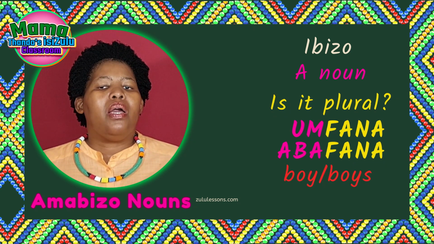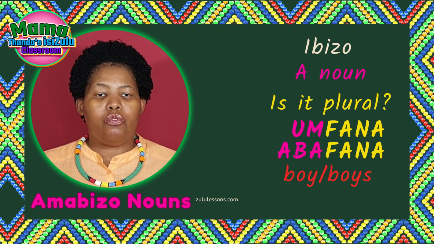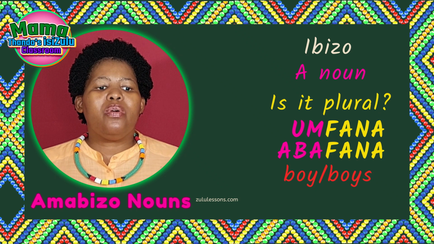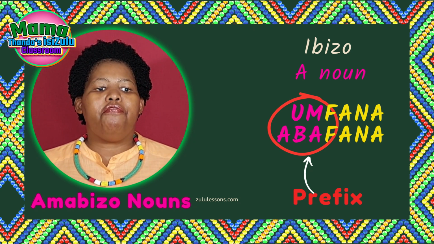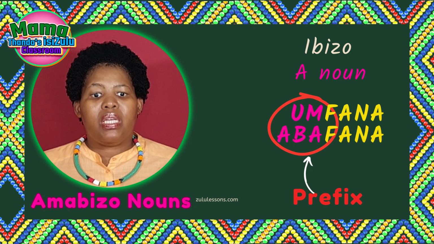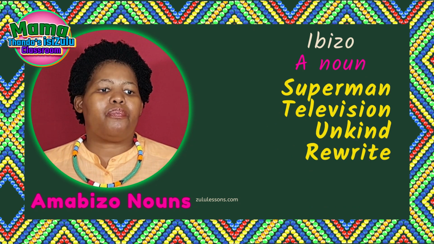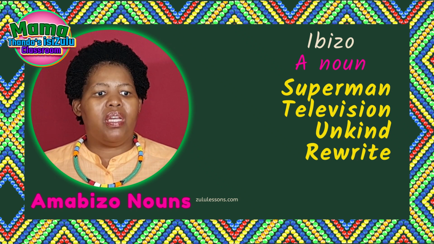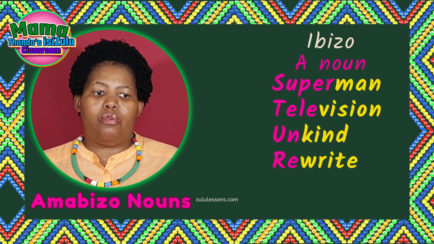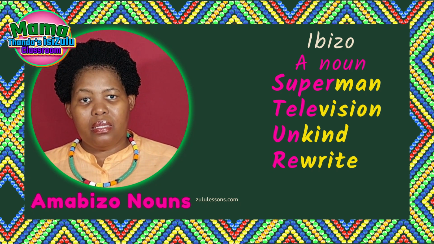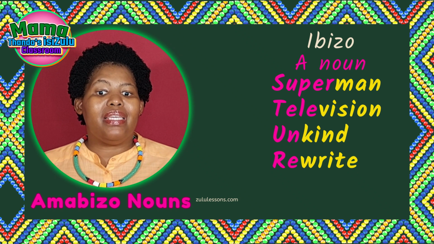In isiZulu, to see if a noun is singular or plural, we must look at the beginning of the noun, so at the very start of the word. What we look at at the beginning of the noun is what is called a prefix. That is the first 1 to 3 letters of the noun. That is what a prefix is. Let's look at these nouns as an example. Superman, television, unkind, rewrite. Here are the prefixes of these nouns: super, tele, un, and re for the last one. Those are prefixes. You can find them on many other English words.